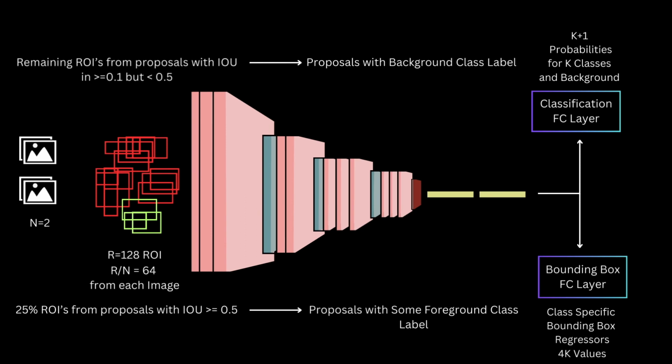This interval from 0.1 to 0.5 is a bit different from RCNN, wherein during classification fine-tuning, background proposals were those with IOU less than 0.5. So even those with overlap less than 0.1 were marked as background class proposals for training. Let's see this in more detail.